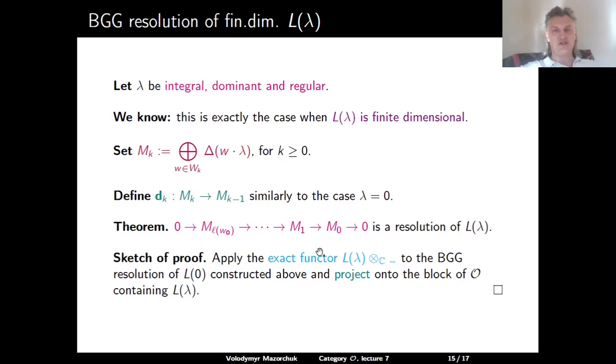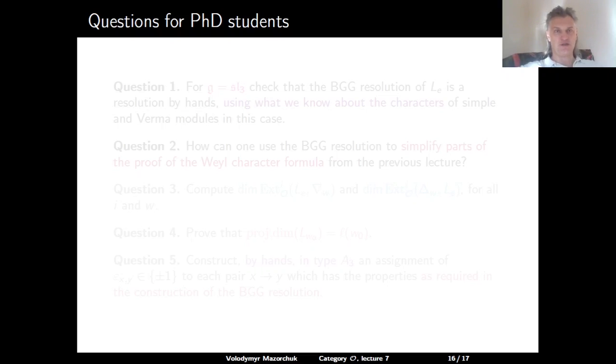We take the BGG resolution of the trivial g-module and apply to it the exact functor of tensoring with the simple finite dimensional module L(lambda), and then project the outcome of this resolution onto the block of O which contains L(lambda). One can check that this projection will be exactly this complex. So this gives us the general BGG resolution of a simple finite dimensional g-module in terms of Verma modules in category O. So let's conclude with some questions for PhD students.